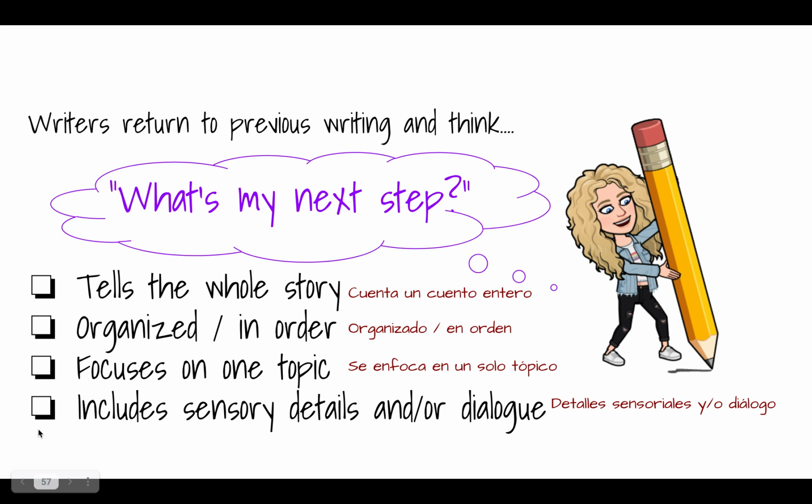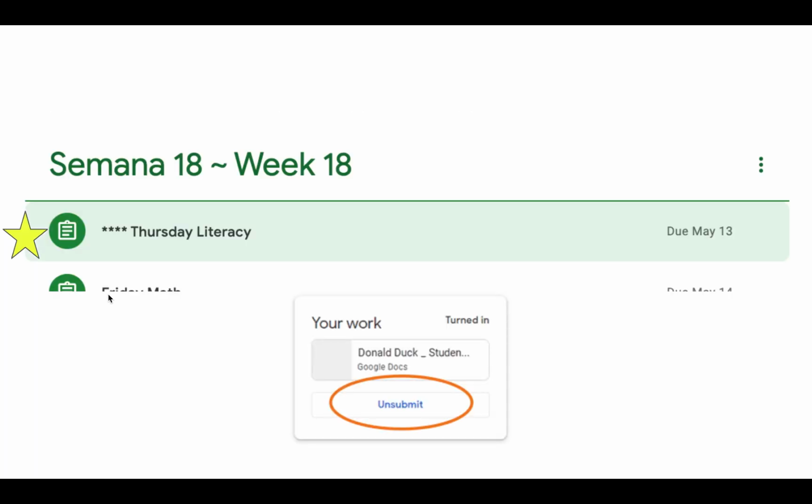So today what you're going to do is read your writing, choose a next step, and then you're going to go back and add more or revise your writing. So we're looking in week 18. It was the Thursday literacy assignment, and I put some stars here so you'll definitely see it. And you're going to unsubmit it and then revise that writing. When you're done, you can submit it again.